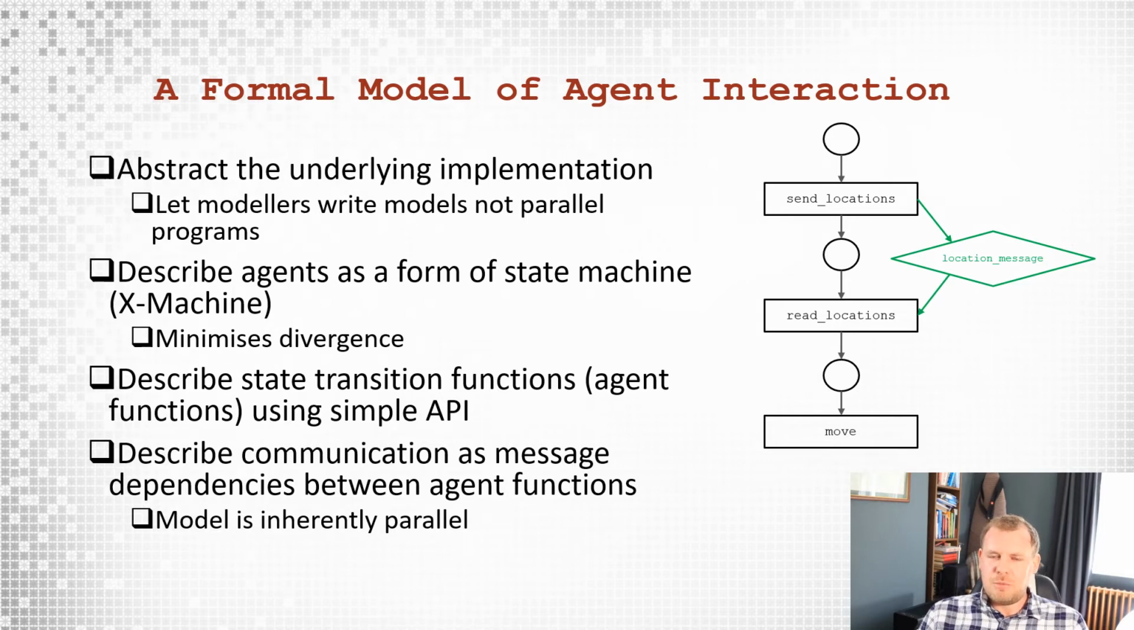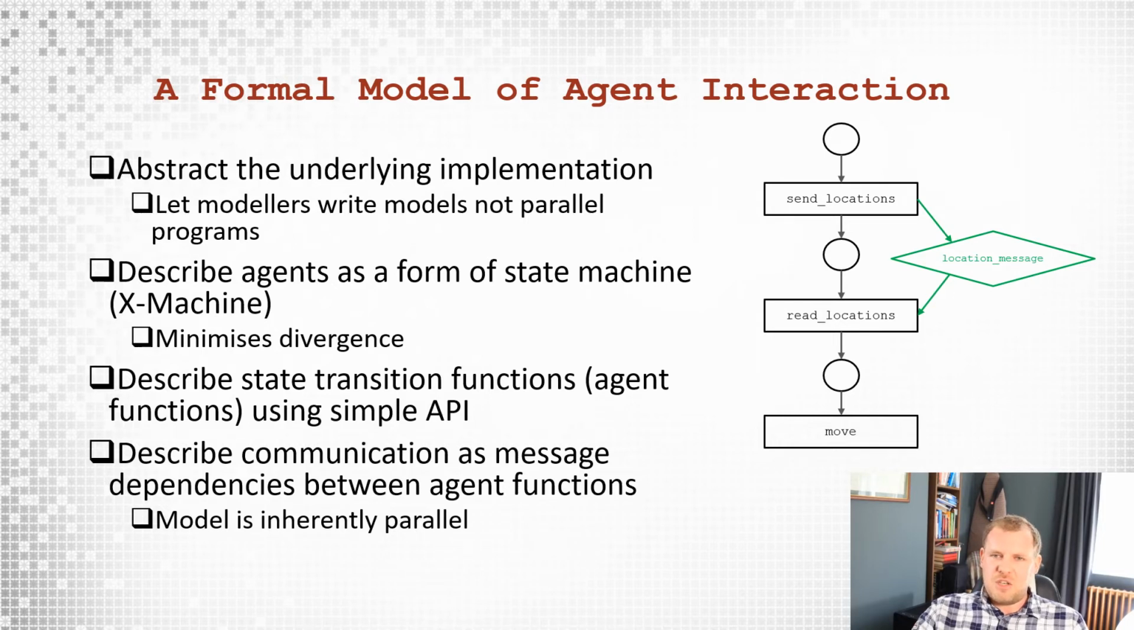via messages. So for a very simple model, and this could be something like a flock of birds or a schooling type model, we can describe it using this really simple diagram. Circles represent states, and the square boxes represent functions or behaviours. The green diagonal box represents a piece of information that's exchanged via messages.